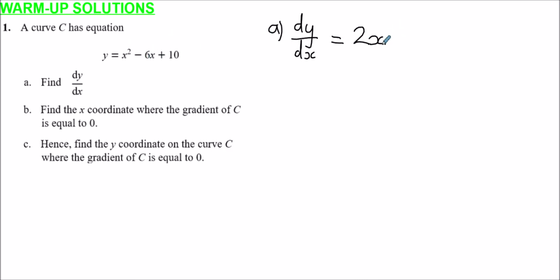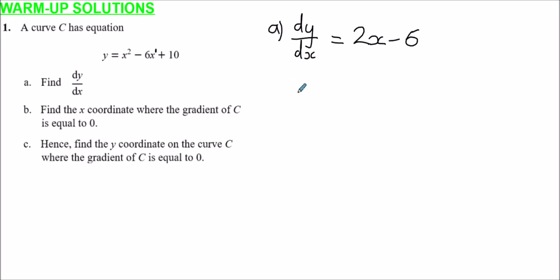The 6x, the 1 power here just goes to the front. 6 times 1 just becomes 6. Then we have x to the power 0. So the quick way of doing it is just to notice that the x just disappears and you're left with just the 6. The constant term vanishes, so we just have dy by dx equals 2x minus 6.